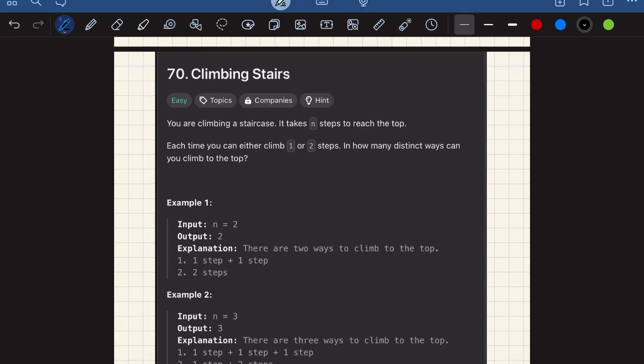Today's LeetCode problem 70, climbing stairs. It's an easy rated problem. It says you are climbing a staircase. It takes n steps to reach the top. Each time you can either climb 1 or 2 steps. And how many distinct ways can you climb to the top?